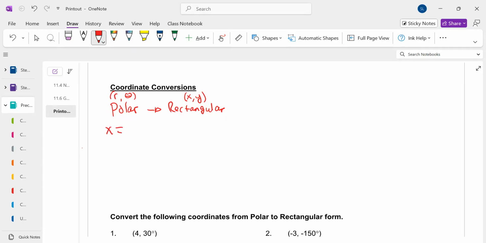So I need to find x. I need to find y. X can be found by doing r times cosine of theta. Y can be found by doing r times sine of theta. And this is really just kind of rearranging some of our equations from SOHCAHTOA. So if you want to try to figure those out, you can. But again, the result of this is going to be x, y. I'm solving for x, solving for y.